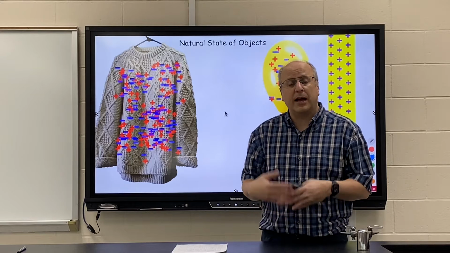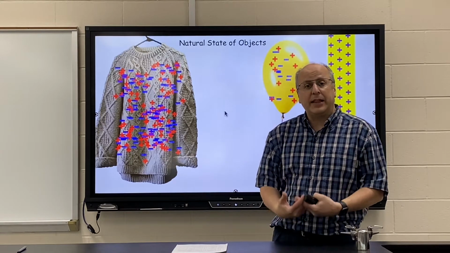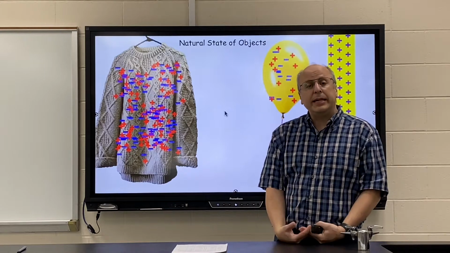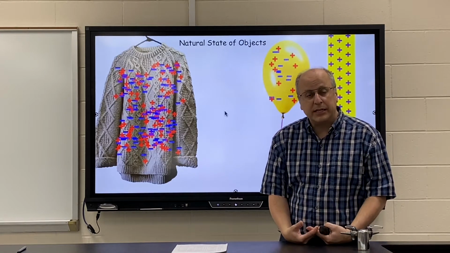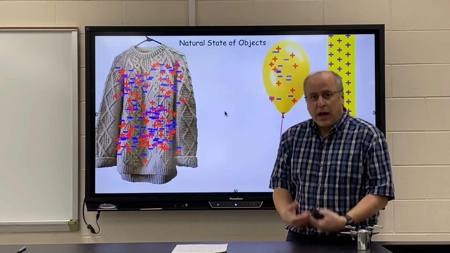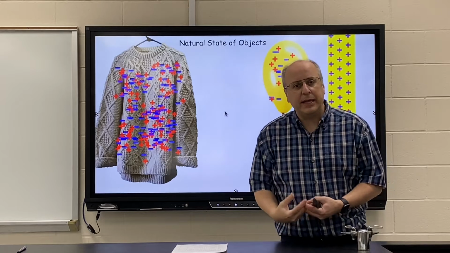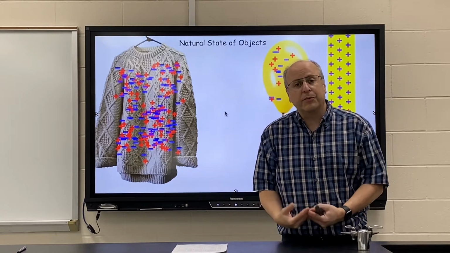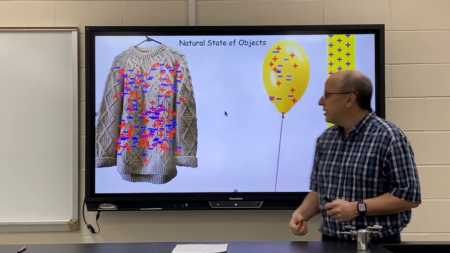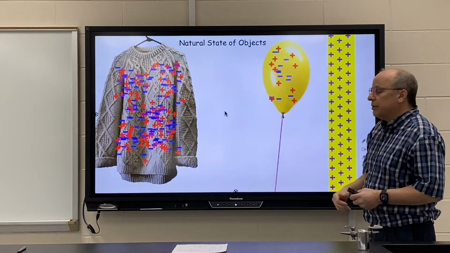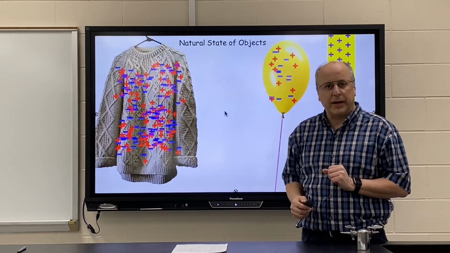Please don't spend time making drawings. We did these last year. Just write down the big idea. Big idea number one is that the natural state of objects is neutrality. Objects are going to start neutral. Neutral does not mean they don't have charges. Neutral means that it has a balance between positive and negative charges. So you can see the balloon has equal numbers of positive and negative. Same goes with the sweater.